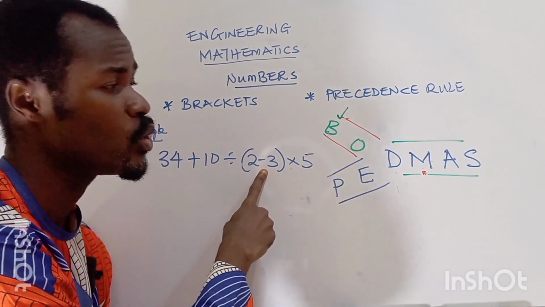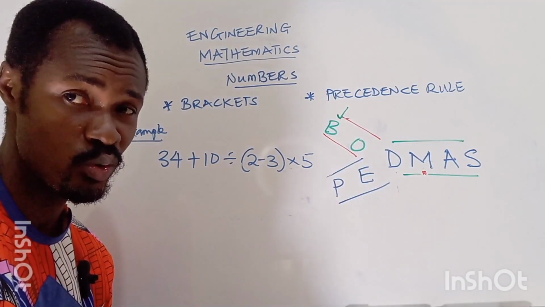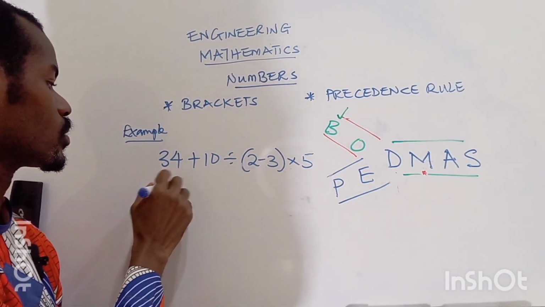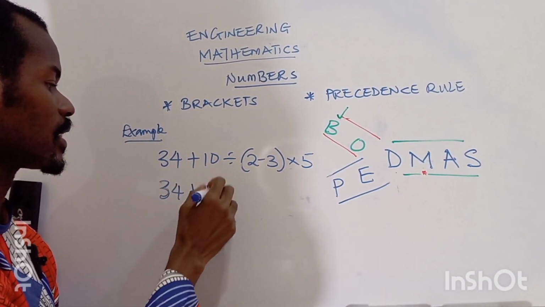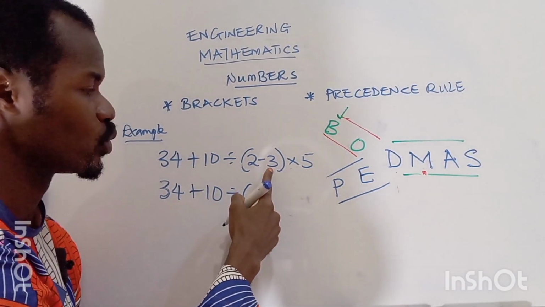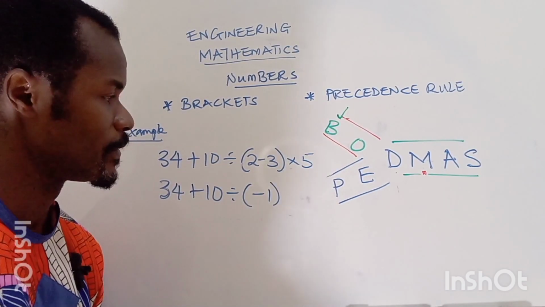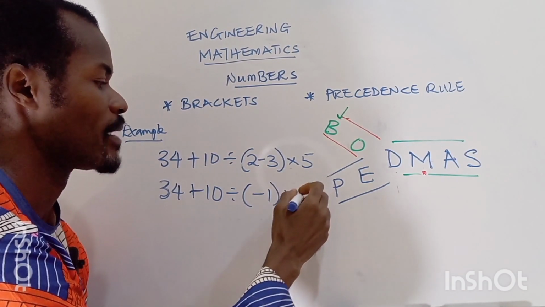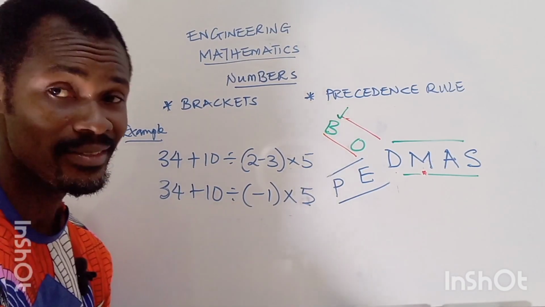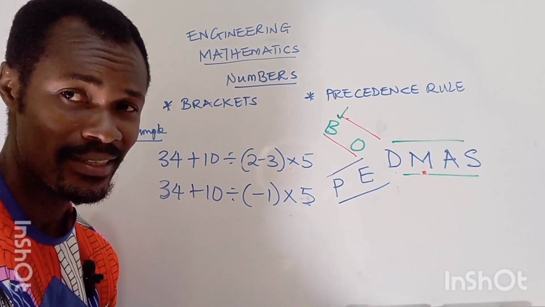If we have more than one, we have to check it, following from left to right, following the precedence rule to know which one to work first. But since we have only one operation, we are simply going to work on it. So this is going to be 34 plus 10 divide. Now 2 minus 3 is going to give us what? Minus 1. Okay. So 2 minus 3 is going to give us minus 1. Now we have multiplied by 5. Now you can see I still added the brackets here because there are two signs, okay? Based on the rules of what? Brackets, how to apply it, okay?